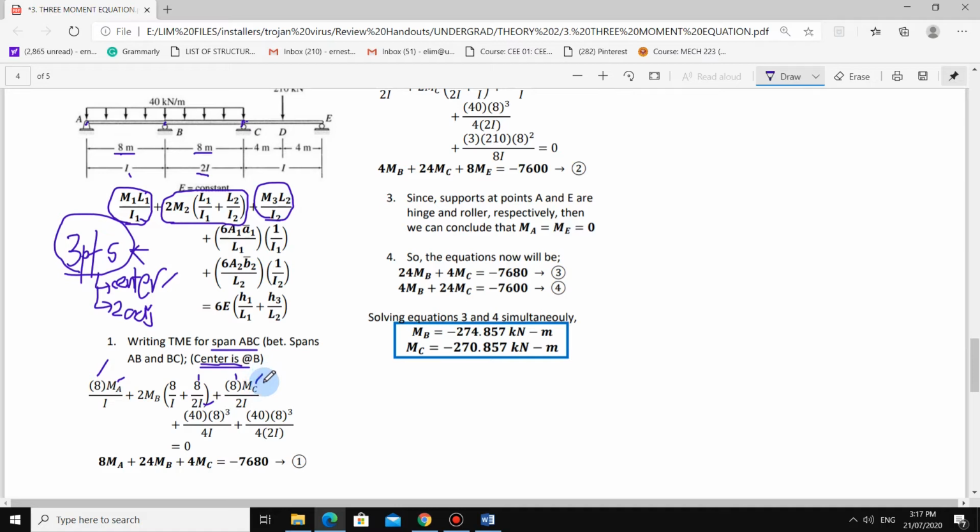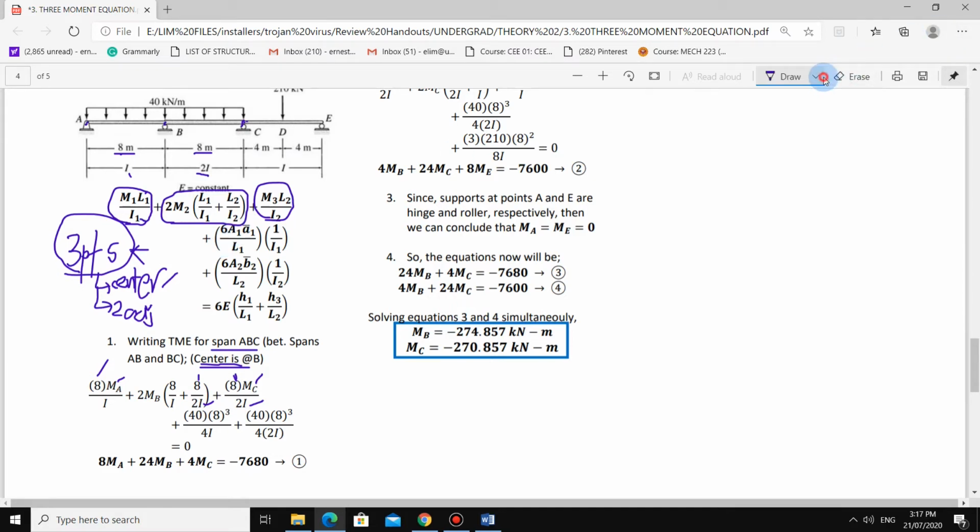So MC is given. Then L2 is the line on the right side of the center support, so that is 8. Then I2 is that I2 on the right side of B. Okay, so next is the bending moment due to the redundant.